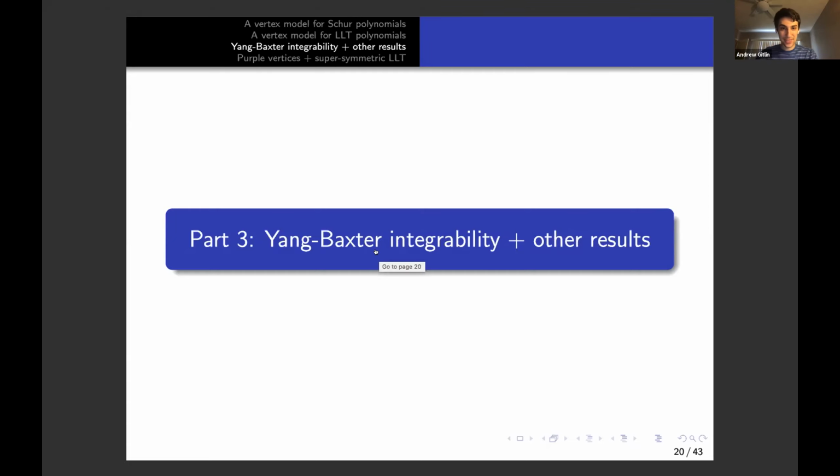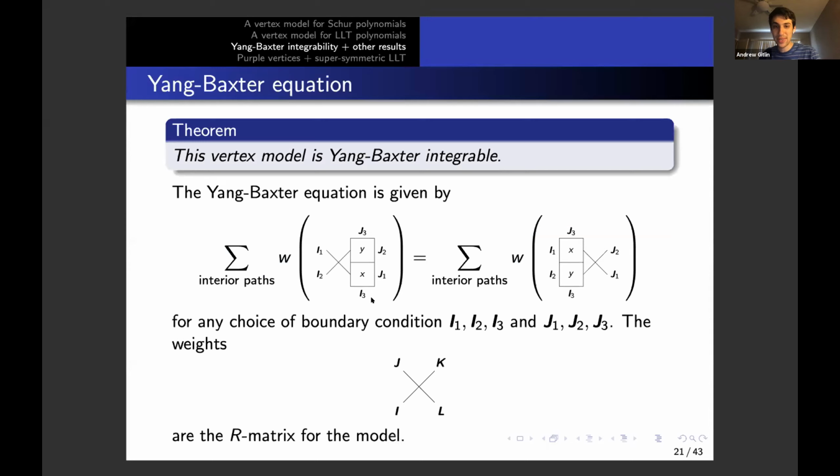Now that we have the vertex model, I'm going to use it to prove some things. And our main tool in this regard is going to be the Yang-Baxter integrability of the vertex model. What that means is that I have some R matrix, which I'm going to denote with this sort of cross vertex. And in the presence of the cross vertex, the vertices that we just constructed commute with each other. So specifically, this equation.